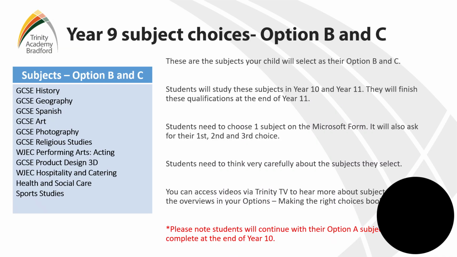These are the subjects that your child will select as option B and C, and like I said earlier, they will be studying these in Year 10 and 11, and they will gain their qualification at the end of Year 11. It's really important that students choose one subject on their Microsoft form alongside a second and third choice, as unfortunately not all students can be guaranteed their first choice. Students need to think very carefully about the subjects they select, and there is a wide range of information and videos from classroom teachers on Trinity TV, which provides a little bit more insight into what the subject entails at Phase 3.